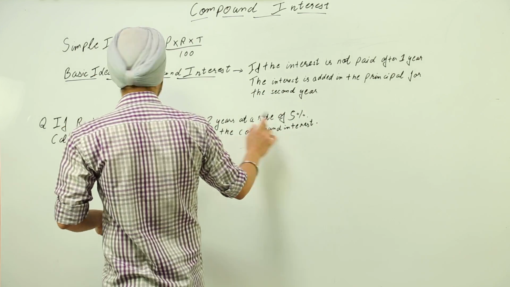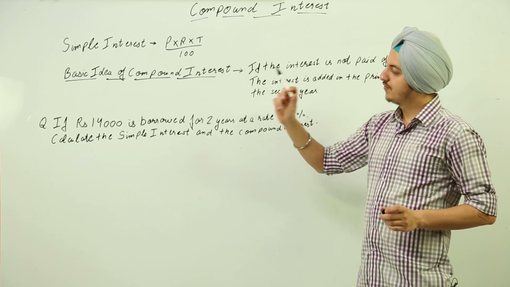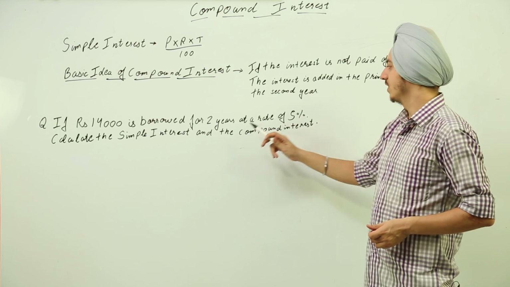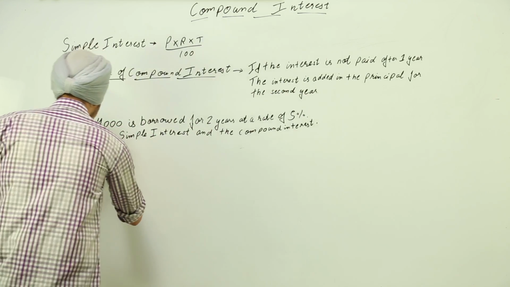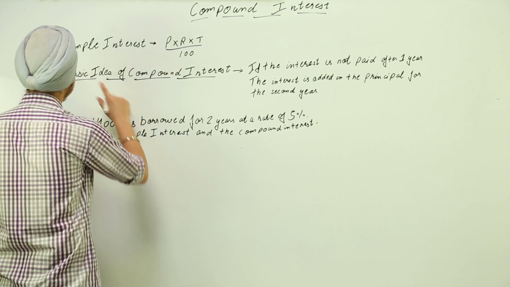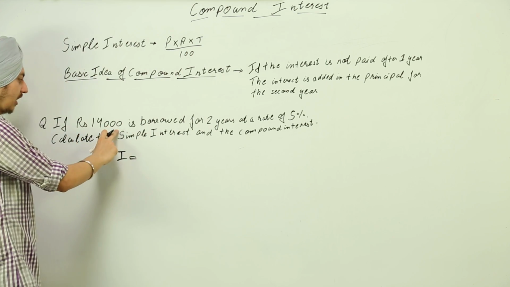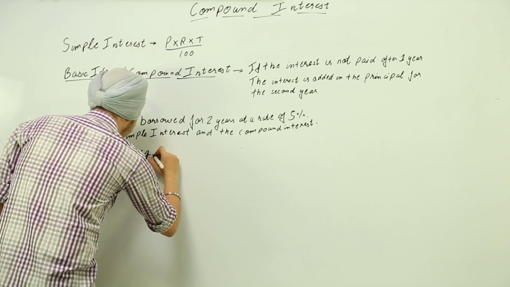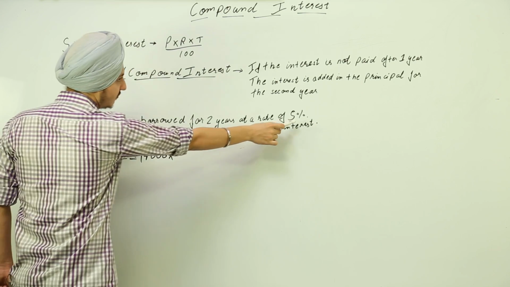First of all, we will find out what is the simple interest on 14,000 rupees borrowed for 2 years at a rate of 5%. Now we will calculate the simple interest. Simple interest is equal to, as we know, P into R into T. So what is principal here? It is 14,000. This comes out to be 14,000 into rate. What is the rate? That is 5%.